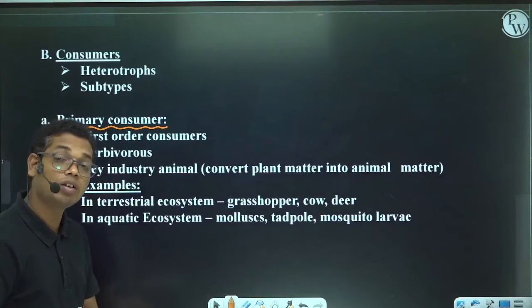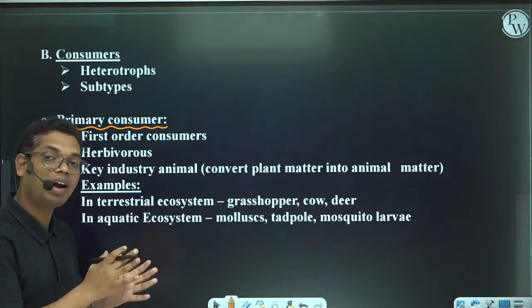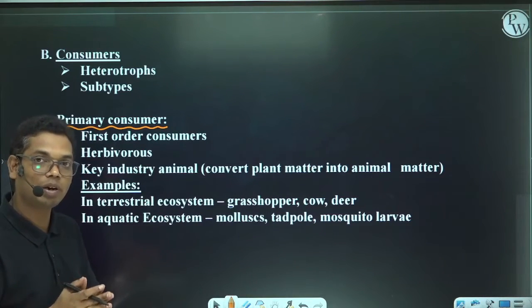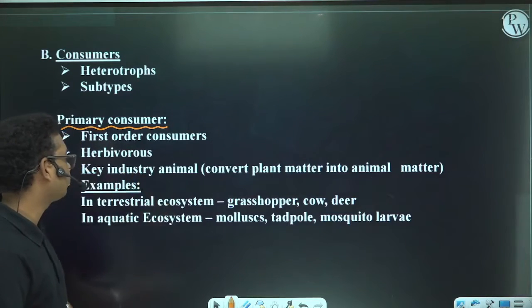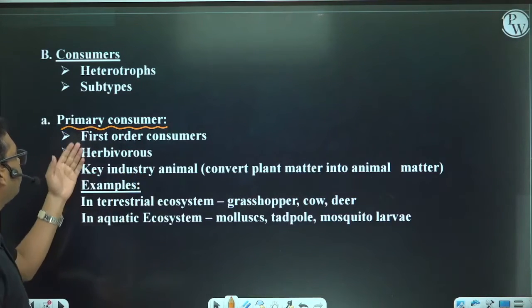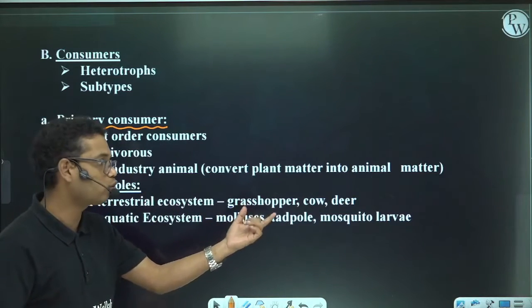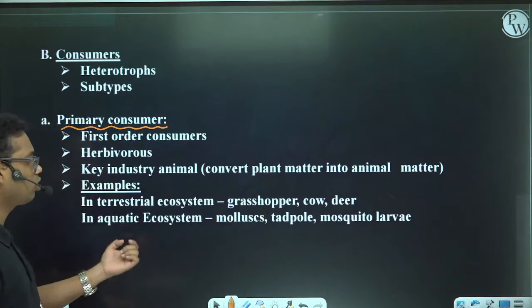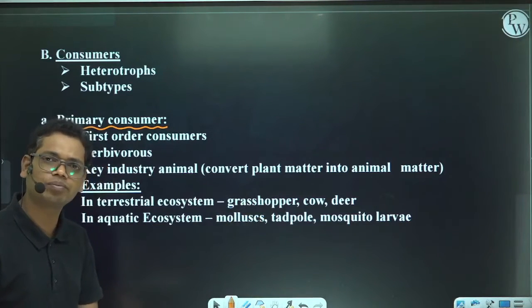Why key industry animal? Because these consumers convert plant material to animal material, plant substance to animal substance, that is why they are called key industry animals. The examples of primary consumers in terrestrial ecosystem are grasshopper, cow, deer. In aquatic ecosystem I can take mollusks, tadpole, mosquito larva, etc.